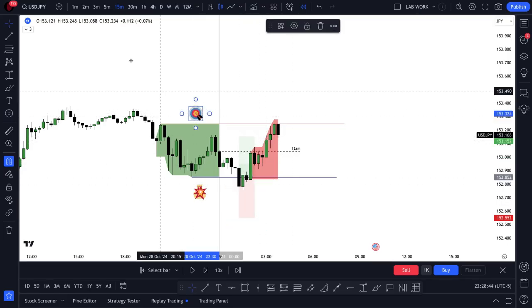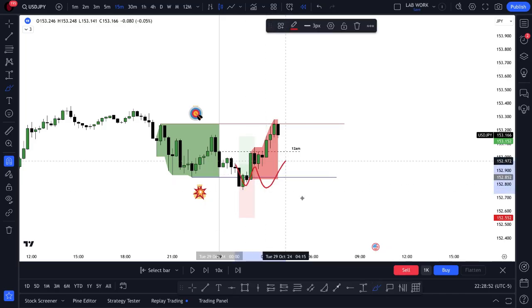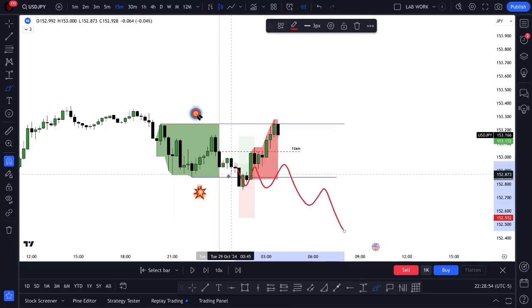Now, not all examples are perfect. There are going to be times where price does break the Asian session low and continues to fall, which would mean what? The sellers for that day with that speculation would have won. You would have been the loser.